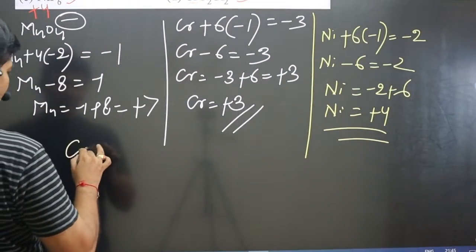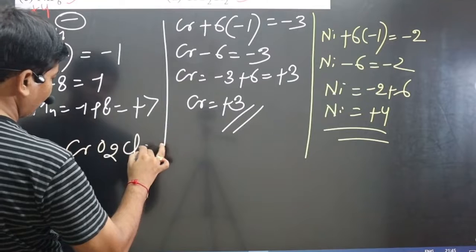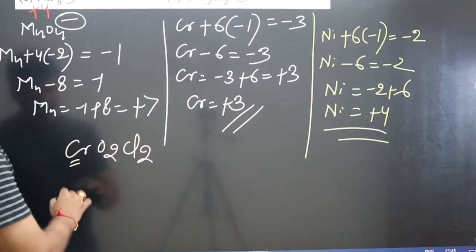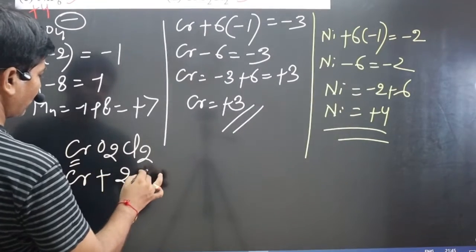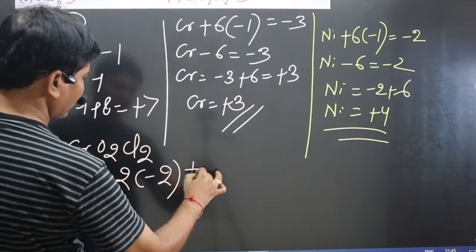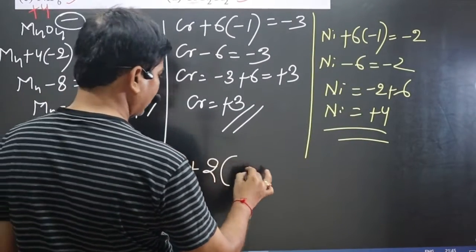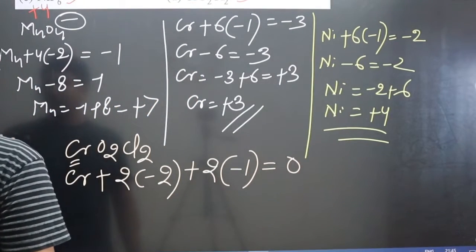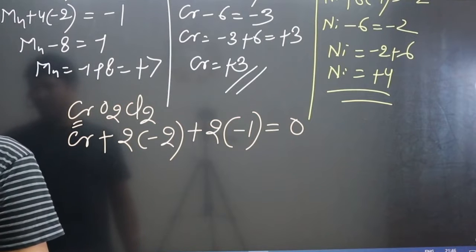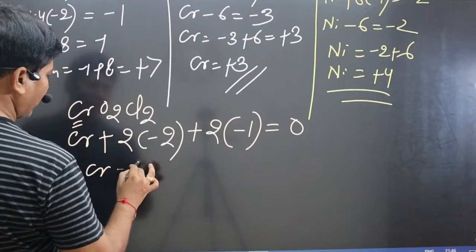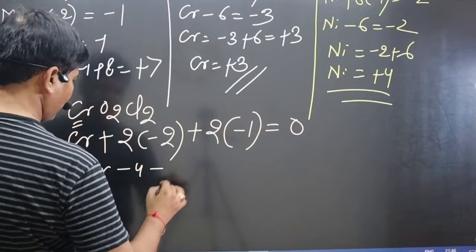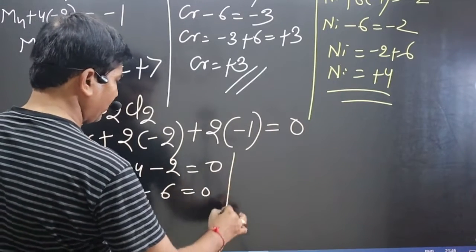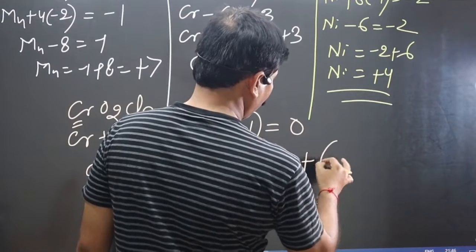We have CrO2Cl2. For chromium we have to calculate the oxidation state. Cr plus how many oxygen? 2 oxygen. Each oxygen is -2, plus 2 Cl, each Cl is -1. Neutral compound is equal to 0. Then Cr - 4 - 2 = 0, Cr - 6 = 0, then we got Cr is equal to +6.